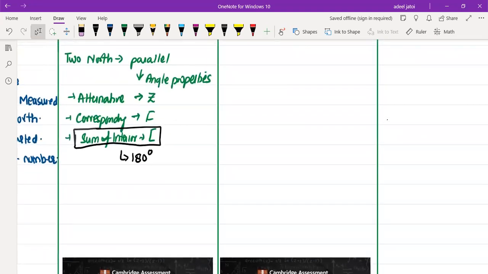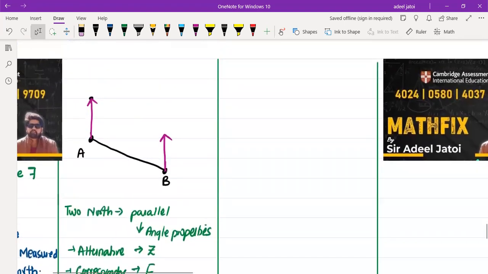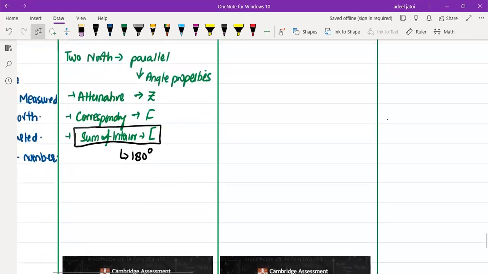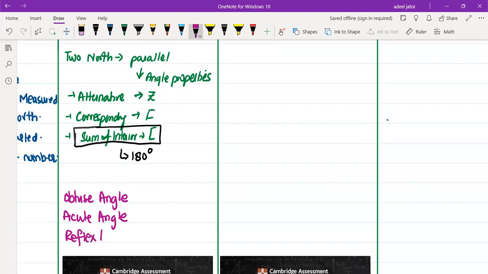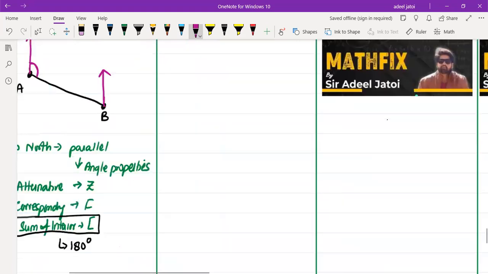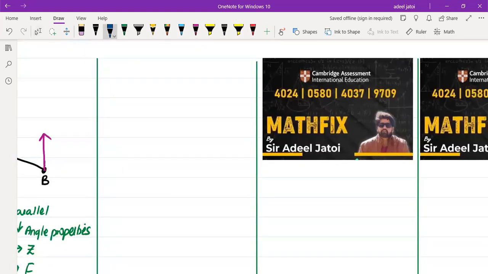Similarly, your question can be based upon the norths. That means your angle can generally be an acute angle or an obtuse angle, and bearing will also involve your reflex angle. So obtuse is 90 to 180, acute is 0 to 90, and reflex angle is 180 to 360.